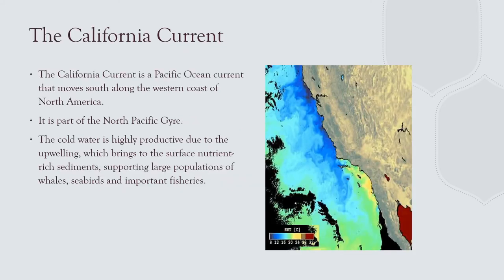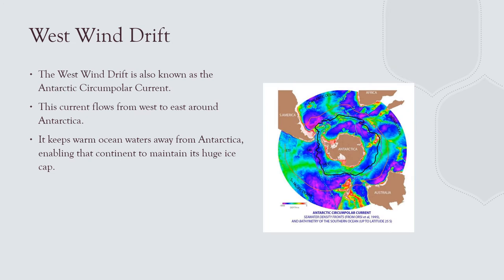On the west coast of America, we have the California Current, a cool current. Because of this, we have cooler temperatures in Northern California. We have kelp forests, the giant kelp forests of California. The west wind drift is the only circumpolar current that goes around the entire world, partially isolating Antarctica, meaning that the southern hemisphere is cooler and more isolated than the northern hemisphere.